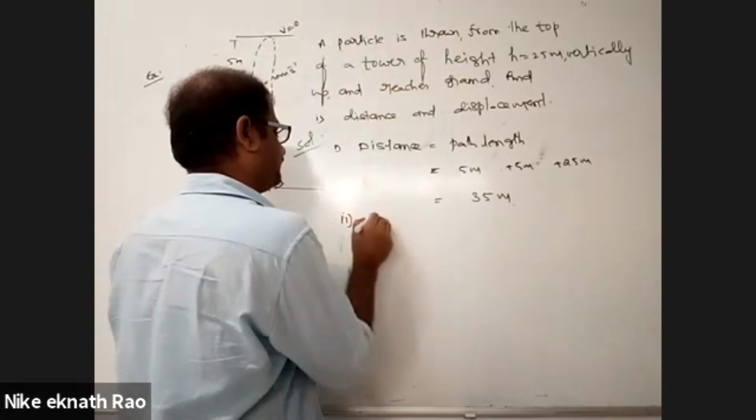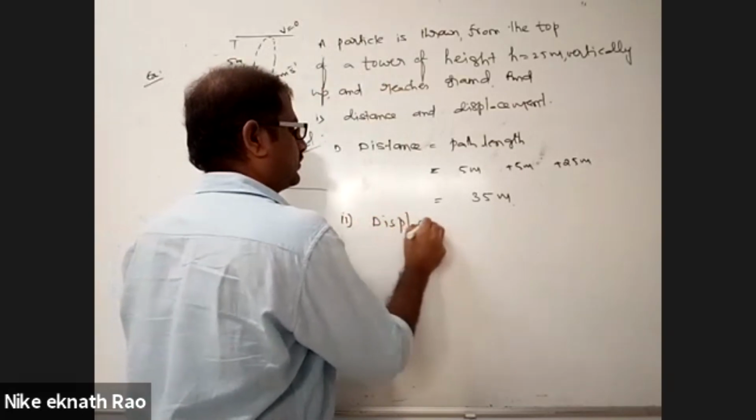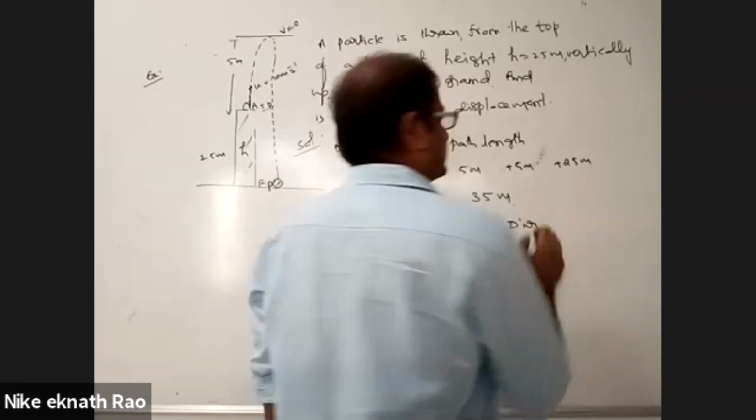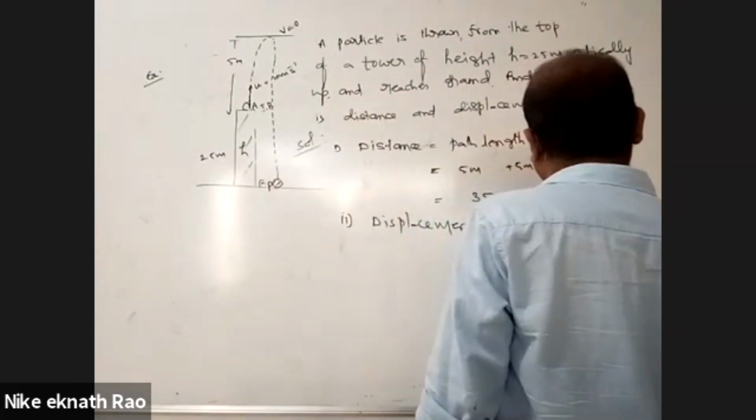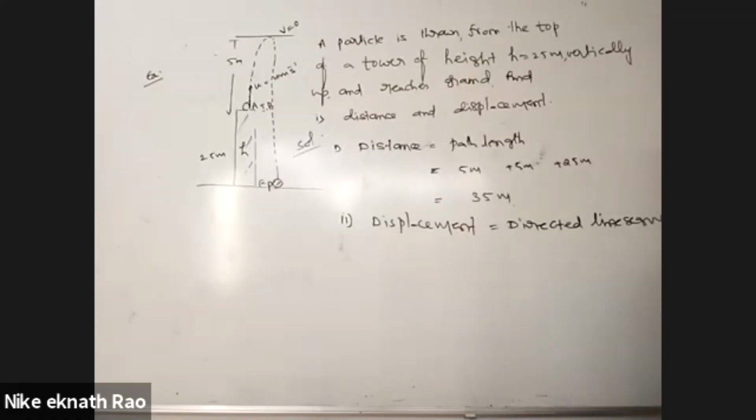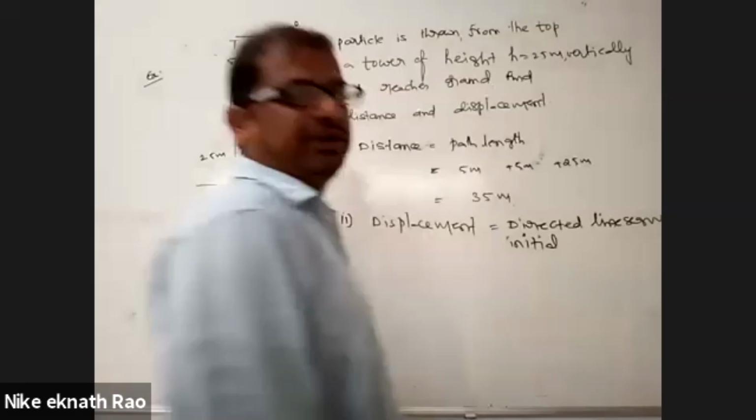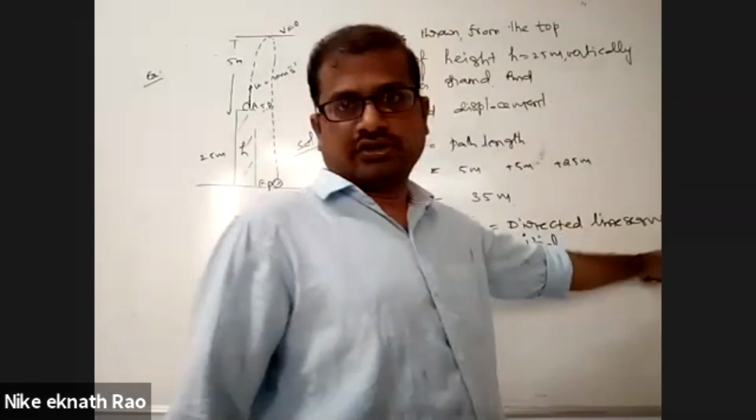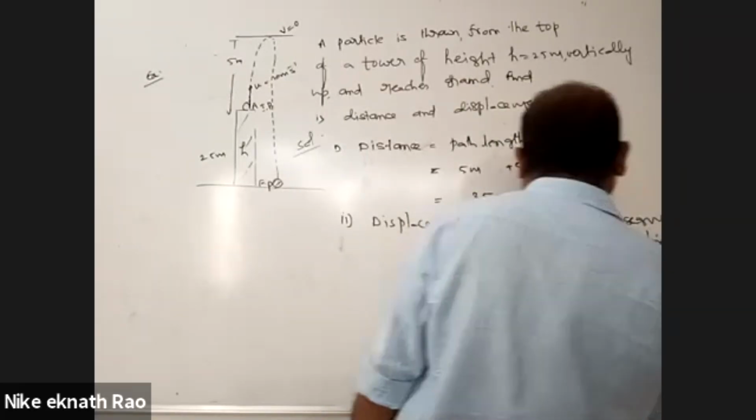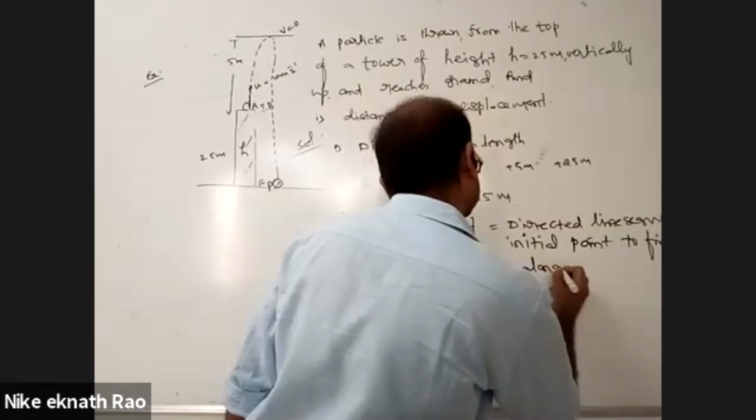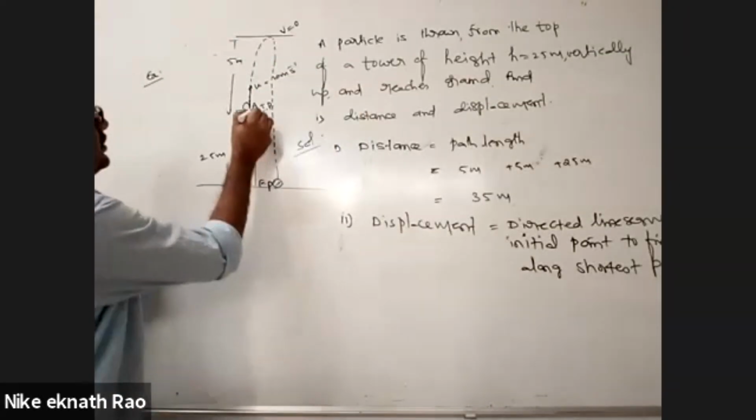What about displacement? Minus 25. Displacement is a directed line segment joining the initial point to the final point along the shortest path. See the previous question once, recall. This is the initial position.